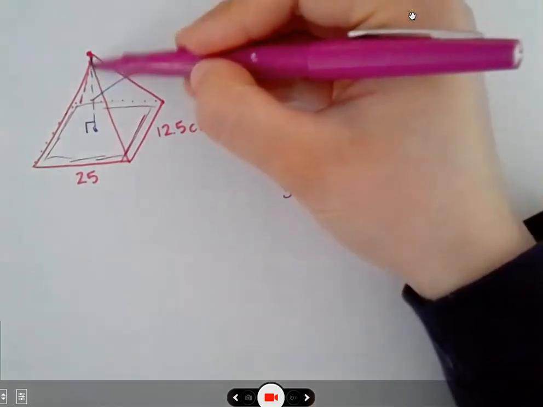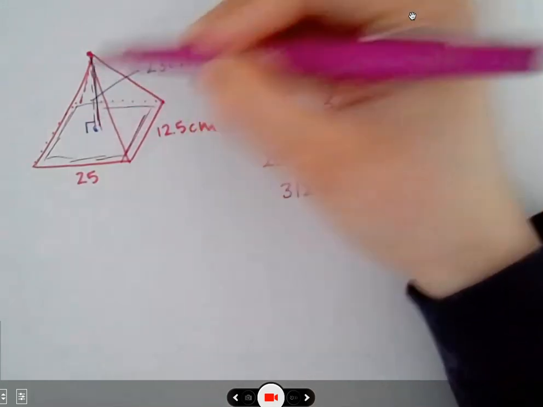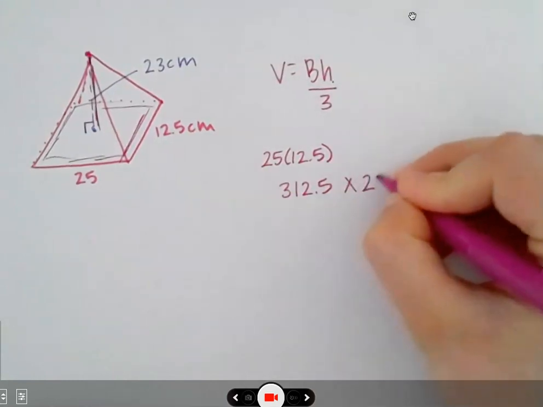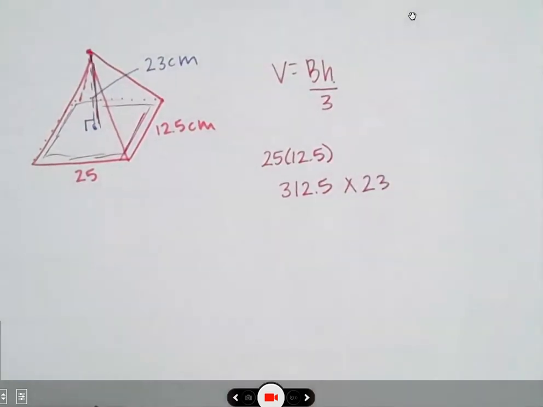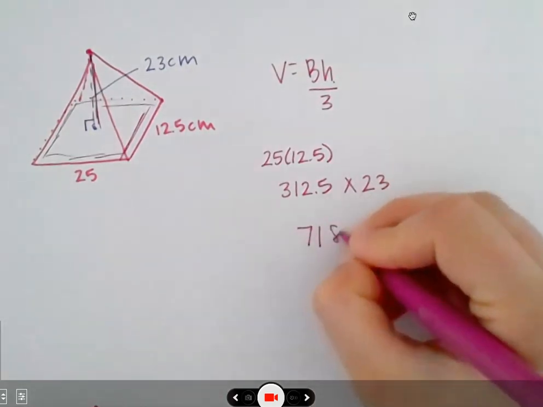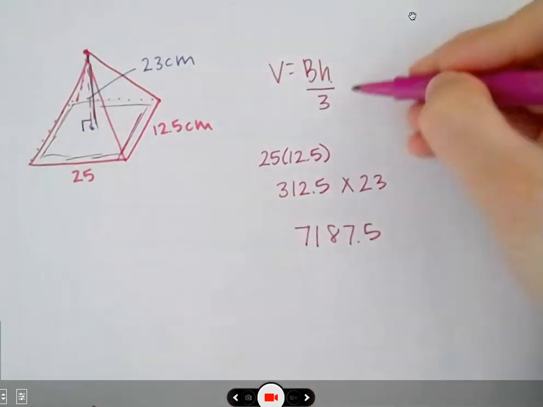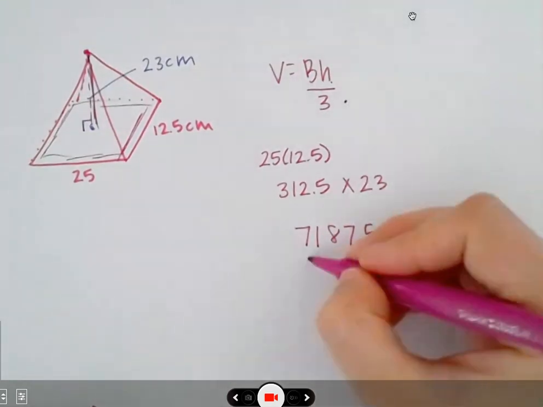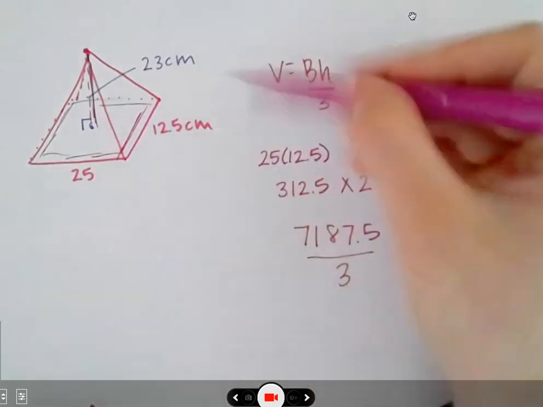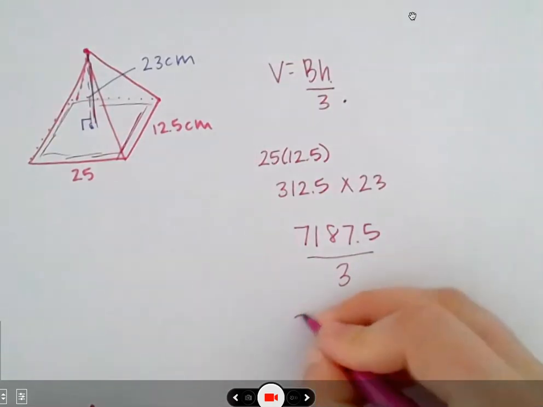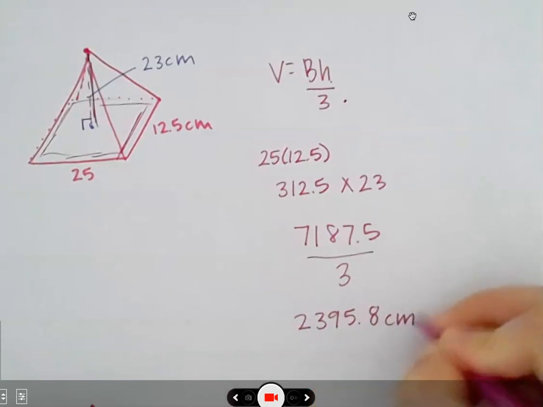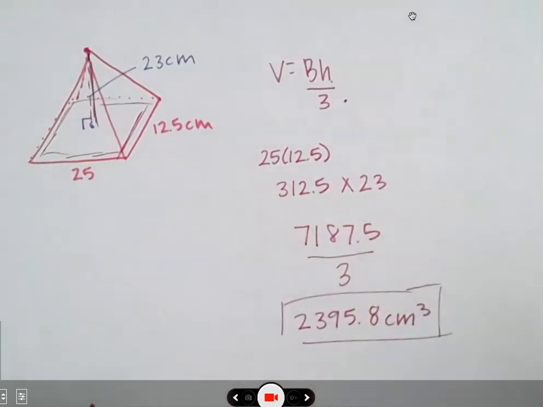Now, what is the height of that pyramid? Well, it's 23, so our h is 23, so times 23. And we find that number to be 7,187.5. And then remember, our last step is to divide it by 3. Divide by 3. And the total volume of that pyramid is 2,395.8 centimeters cubed.